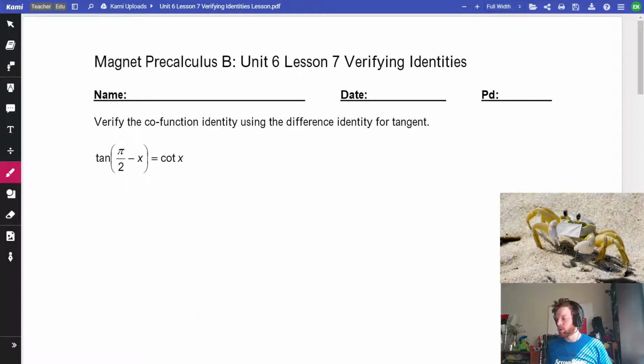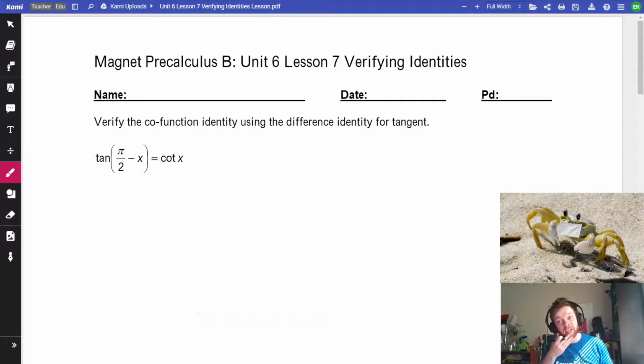All right, welcome everyone. We are verifying identities in this lesson. We've done this before in the last unit, Unit 5. We verified identities in our first trig unit. But we have learned a lot of information since we last were introduced to the idea of verifying identities. So today is all about using everything that we've learned up until now to do that same process, to prove that an initial statement on the screen here, tangent of pi over 2 minus x is equal to cotangent x, using the knowledge that we have acquired.